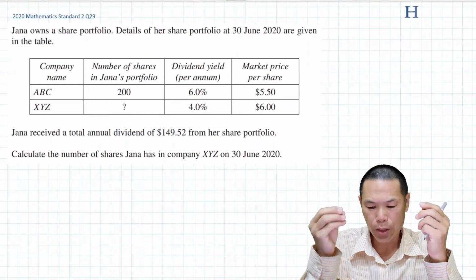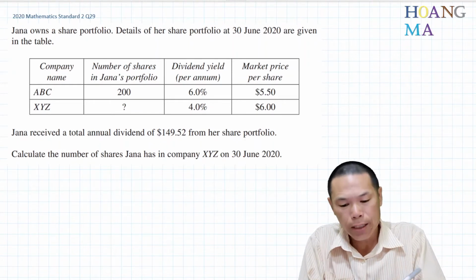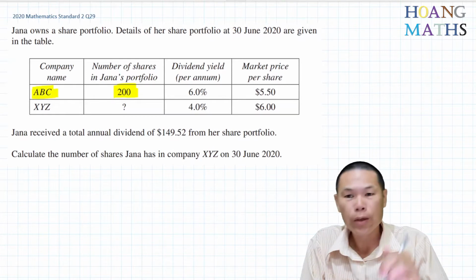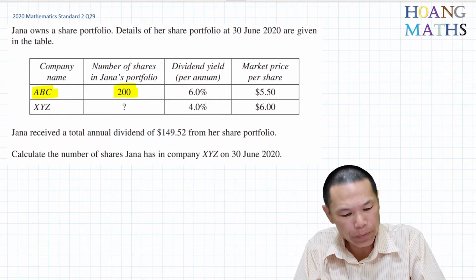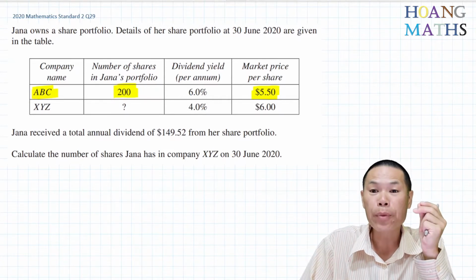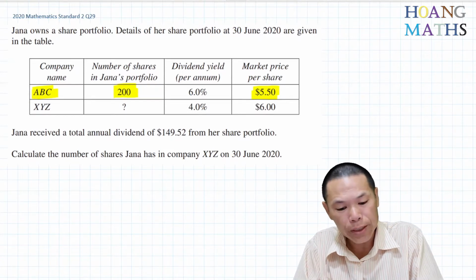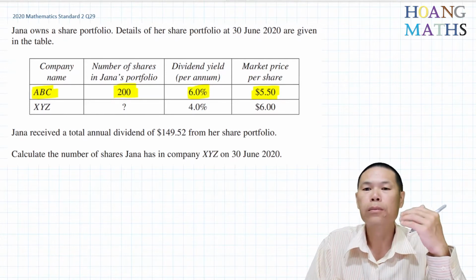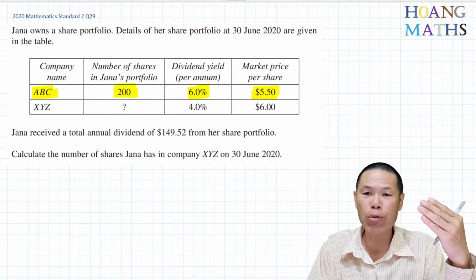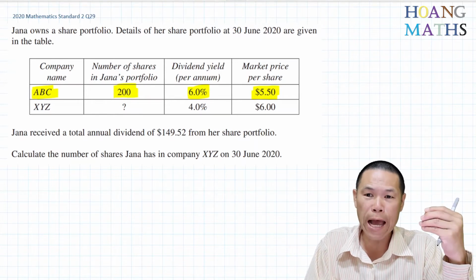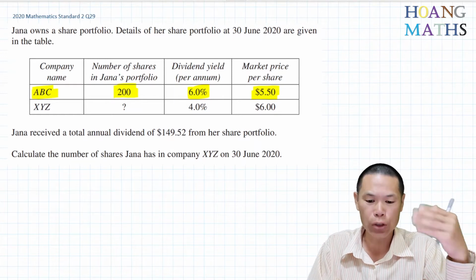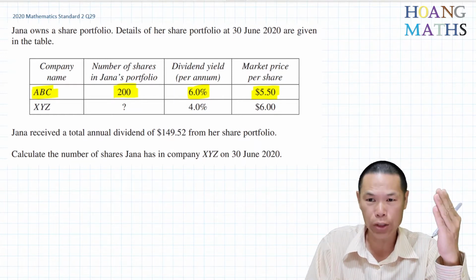First one. We know that Jenna has 200 shares in company ABC, the market share price is $5.50, and the company pays a dividend yield of 6%. Just for your information, when you buy shares, some companies share profit with you. The payout is according to the number of shares that you have in the company. This is called a dividend, okay? Just to let you know.